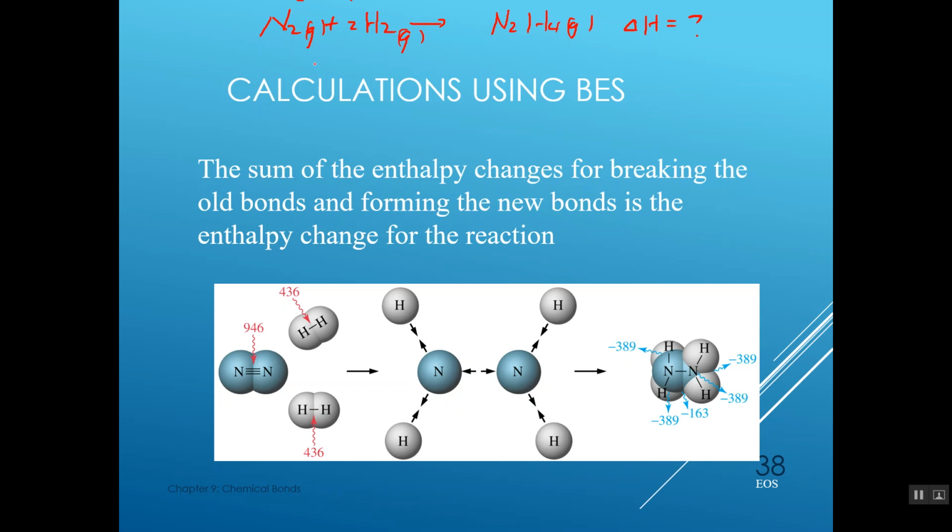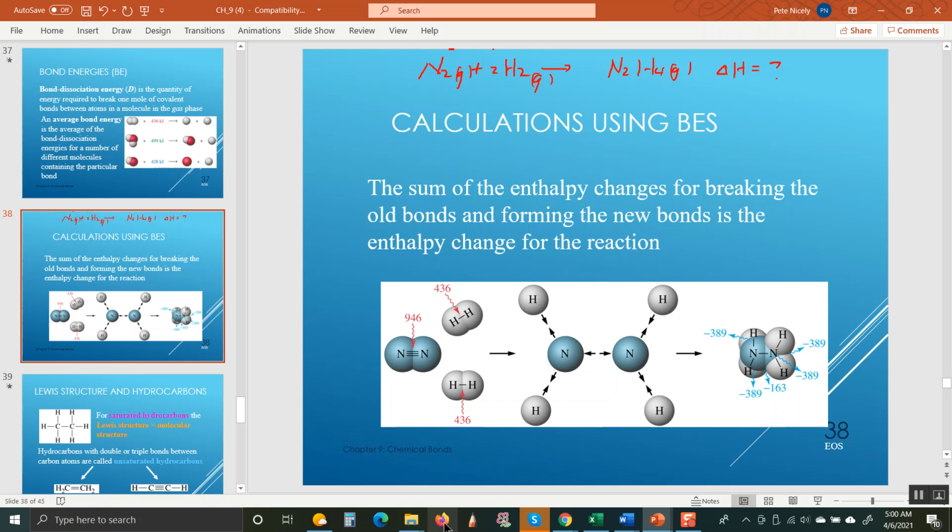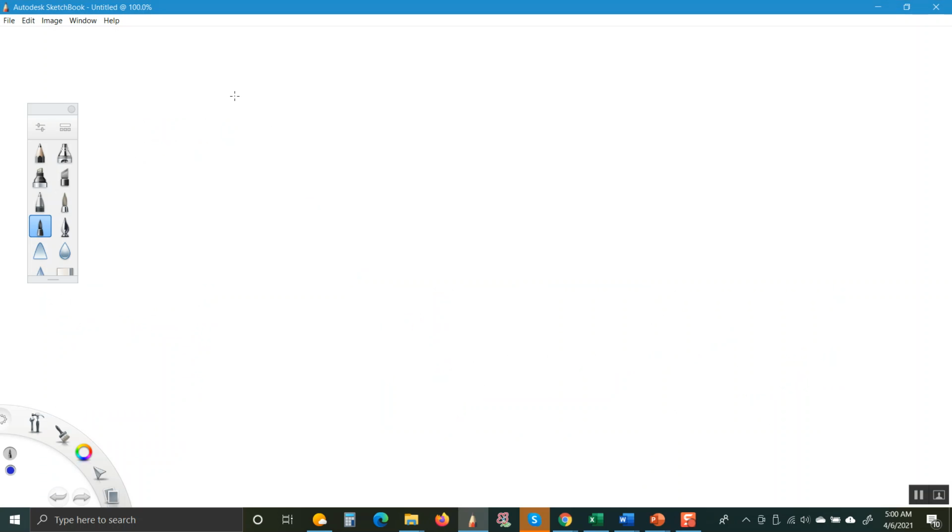So the key thing you need to remember is what the bond dissociation energies represent. The bond dissociation energies represent the energy required to break a covalent bond between two atoms in the gaseous state. So the way we would go about doing this, and this would be a bit of a challenge here, let me go to my writing pad right here. So I'm going to rewrite the same equation here: N2 plus 2H2 to give N2H4.